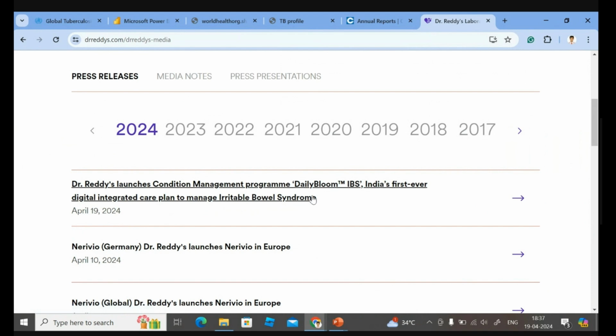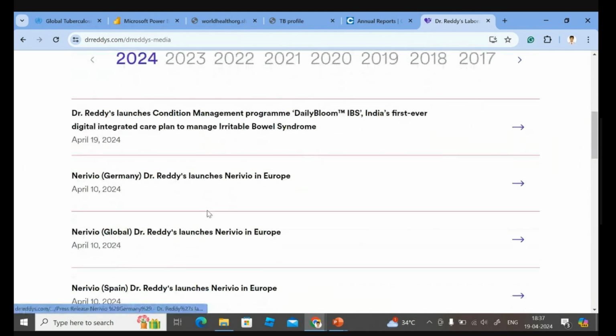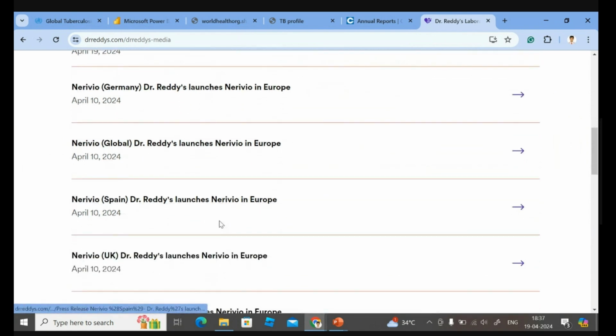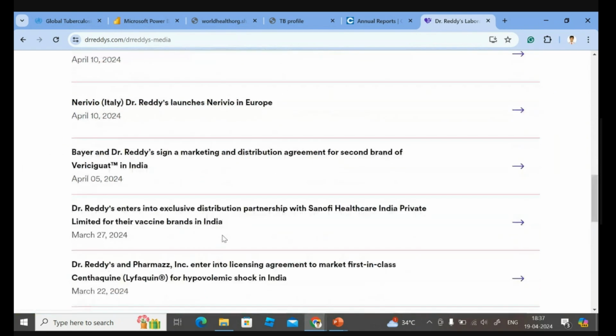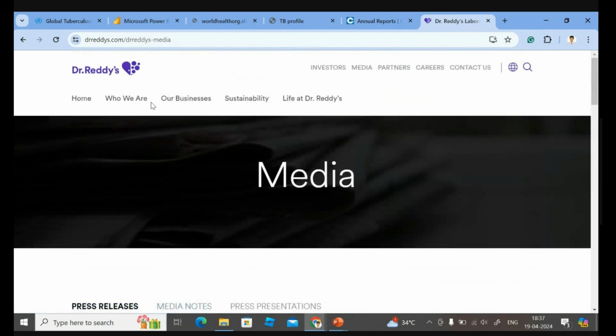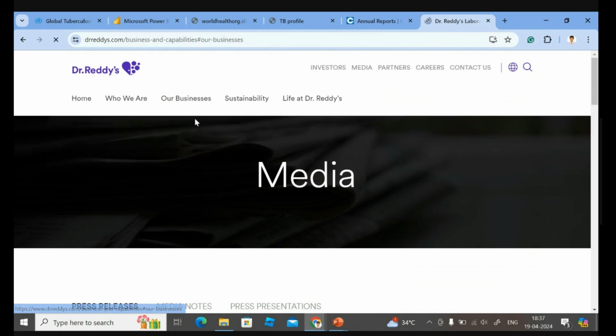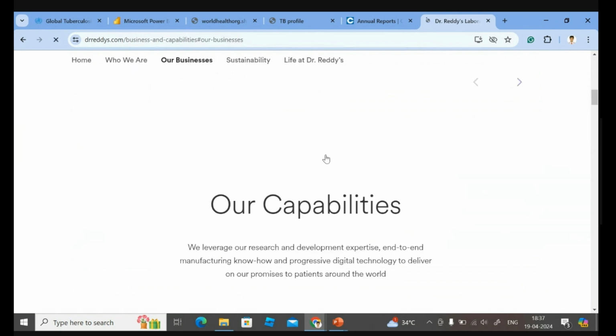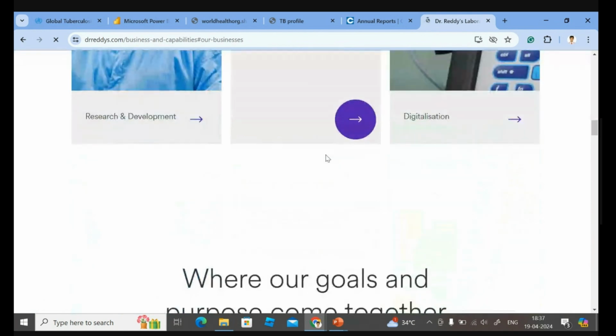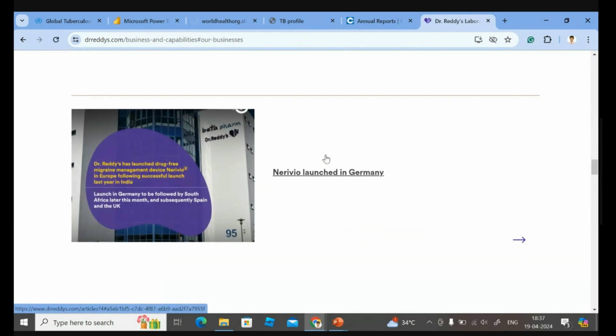So they have launched Daily Bloom, India's first digital integrated care plan, right? They launched Nerivio in Europe, and Europe is a big deal for them. Look at this one. What are their businesses? If you look at it, their capacities, manufacturing and supply chain. This is widely talked about.